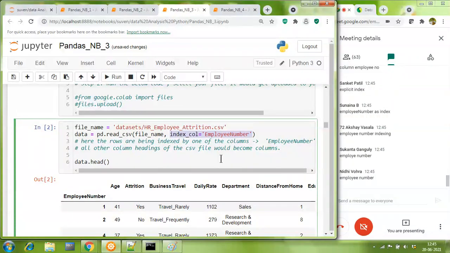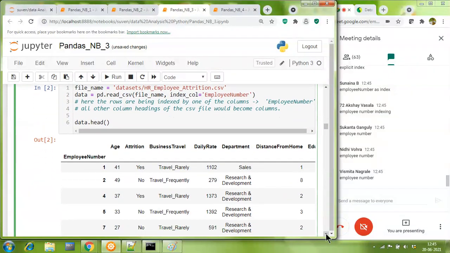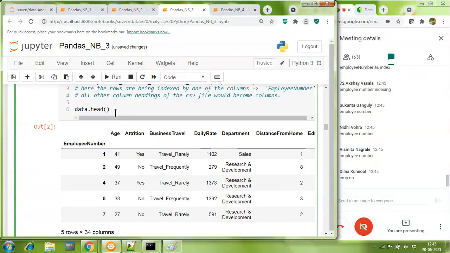Excellent. Sanket has given a very appropriate word, explicit indexing. Very good, Sanket. Great. So head shows me the first 5 records as you can see here.